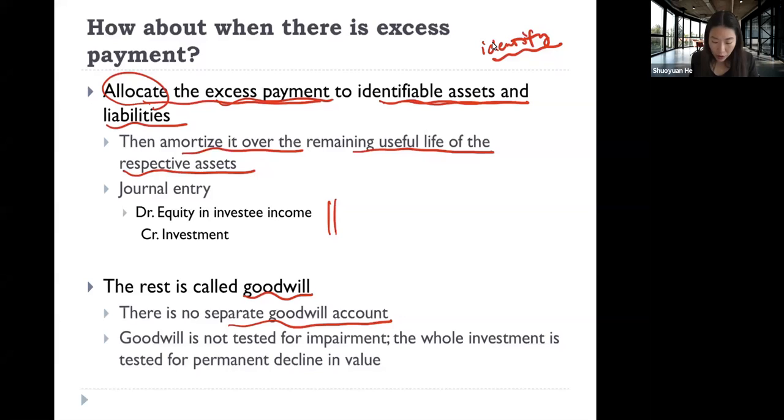And so the whole investment is tested for permanent declines in value. Goodwill is not tested for impairment. So let me use an example to illustrate more what we mean by this excess payment.